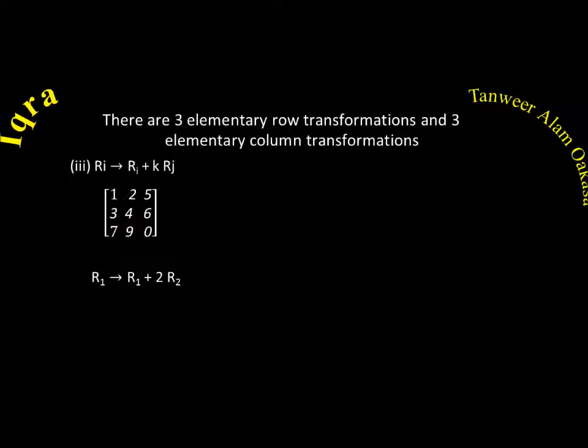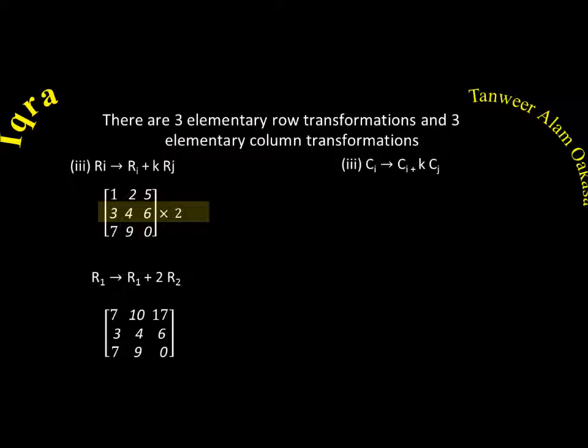So what is my R1 here? I have 1 here. Then I multiply 2 times R2. So 2 into 3 is 6. 6 plus 1 becomes 7. So I multiply this whole row by 2 and I add to the first row. So I will have here 7. Similarly, 4 into 2 becomes 8. 8 plus 2 becomes 10. So I have a 10 here. And then 6 into 2, 12 plus 5, I have a 17 here. So this is an elementary transformation.